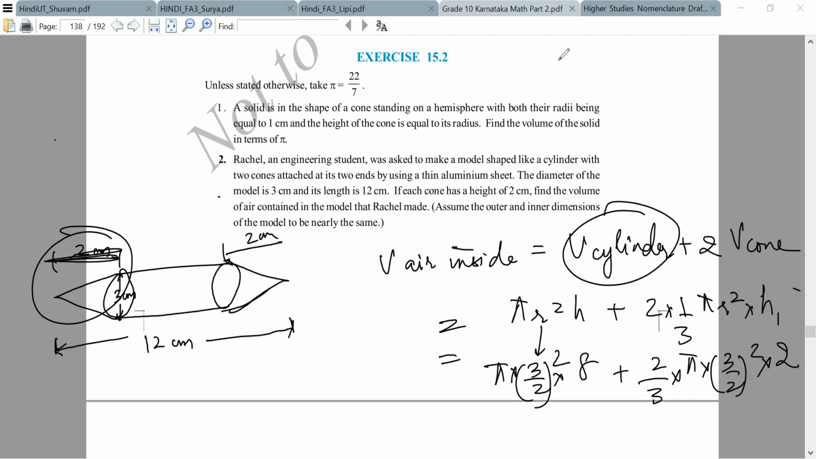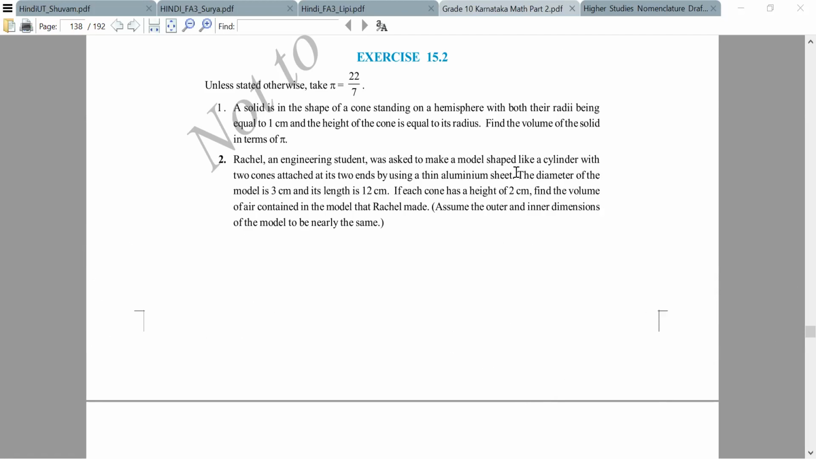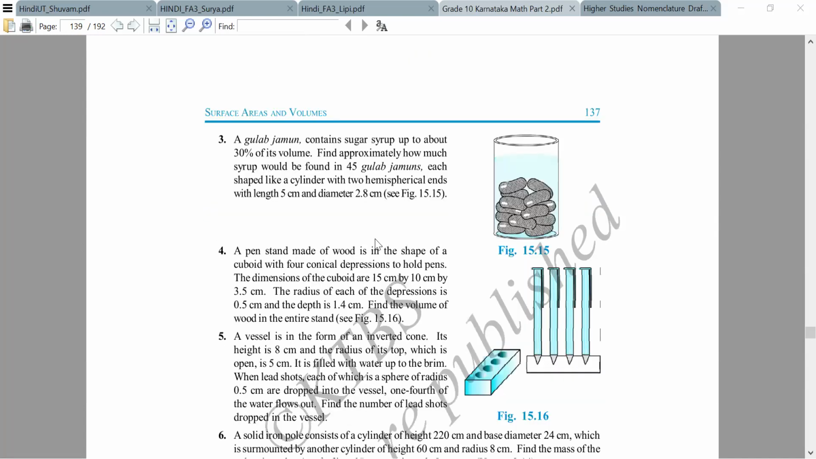Yes, sir. All right. Now the next question is a little tricky. Yes, it is not gulab jamun. All right, I want you to take a minute to read that question.